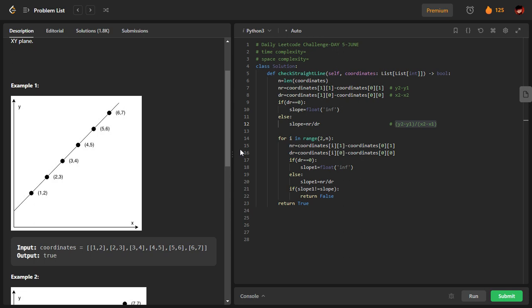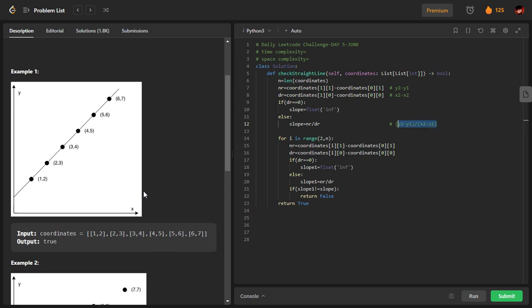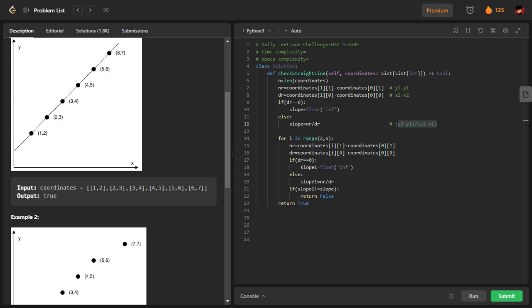The idea here is that I am getting some slope. For example, this is x1 y1, and let us say this is x2 y2. I will get some slope. Now for the same x1 y1, I will try for this point. If I get the same slope, that means they are still on the same line.